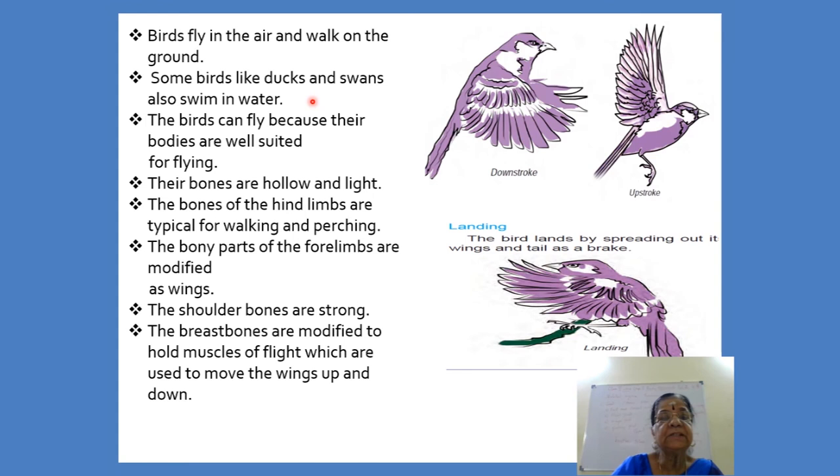Then birds can fly because their bodies are well suited for flying. And their bones are hollow and light. Bones of the hind limbs are typical for walking and perching. And bony parts of the forelimbs are modified as wings. The shoulder bones are strong and the breast bones are modified to hold muscles of flight, which are used to move the wings up and down. In points, what are the adaptations of birds to fly in air?